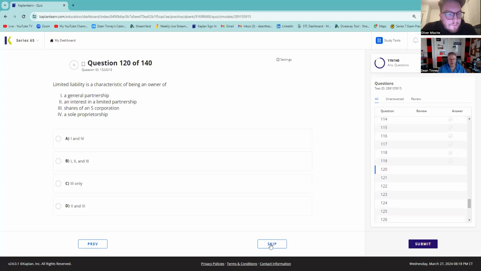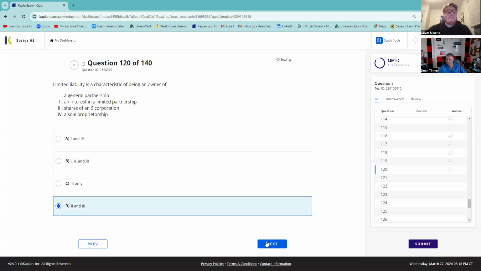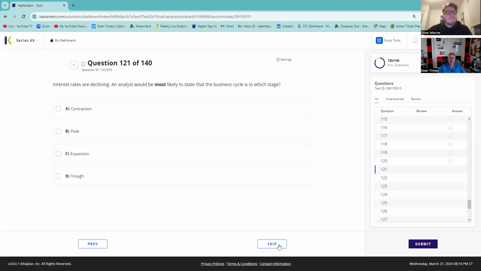Limited liability is a characteristic of being an owner of. Characteristic of general partnership. D. D, 2 and 3, you are correct. That was a weird one. Kind of, not really. Interest rates are declining.